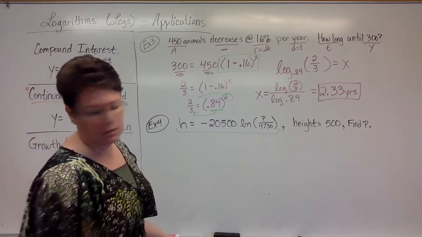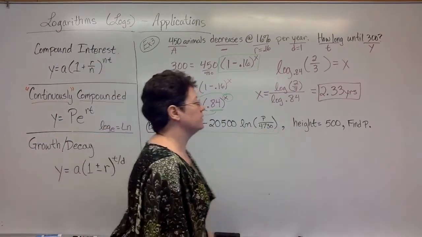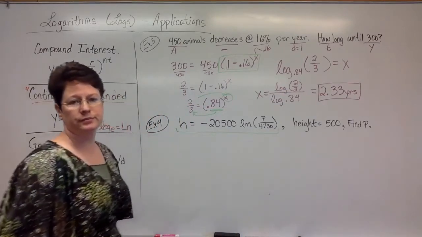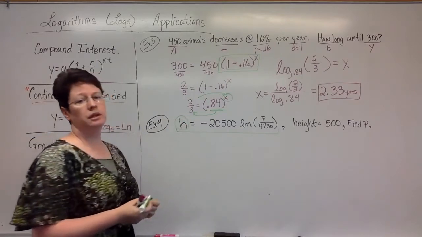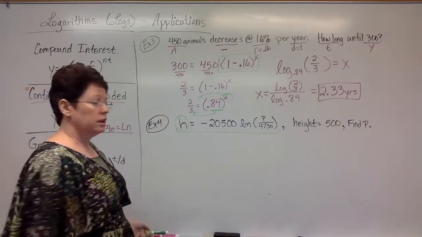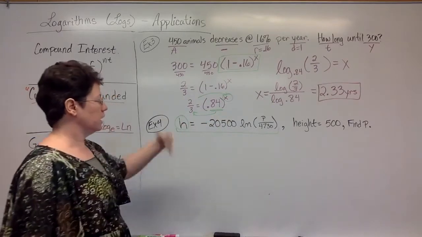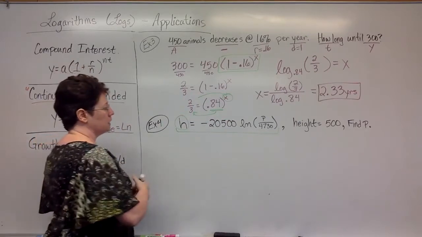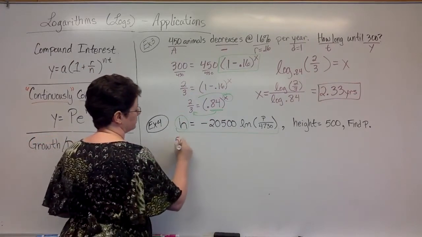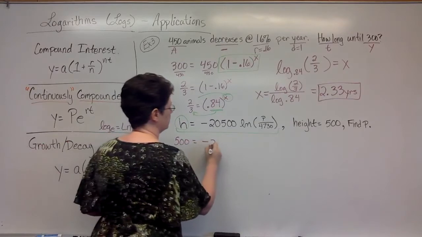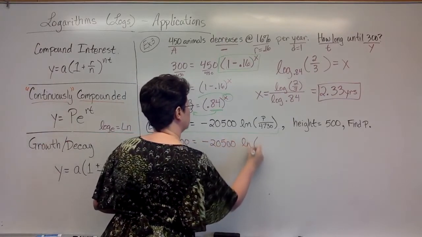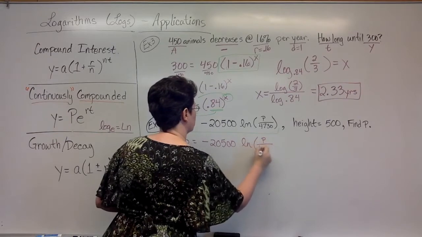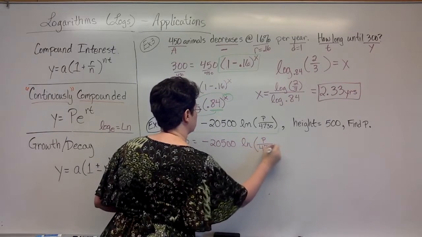All right. But what did they tell us? The height is 500. So where am I going to plug that in at? Yeah, I know. Brilliance. I'm going to plug it in right there for H. And they want us to find the pressure. Okay, that's easy enough. So let's plug it in. So I have 500 equals negative 20,500 ln of P over 4730.